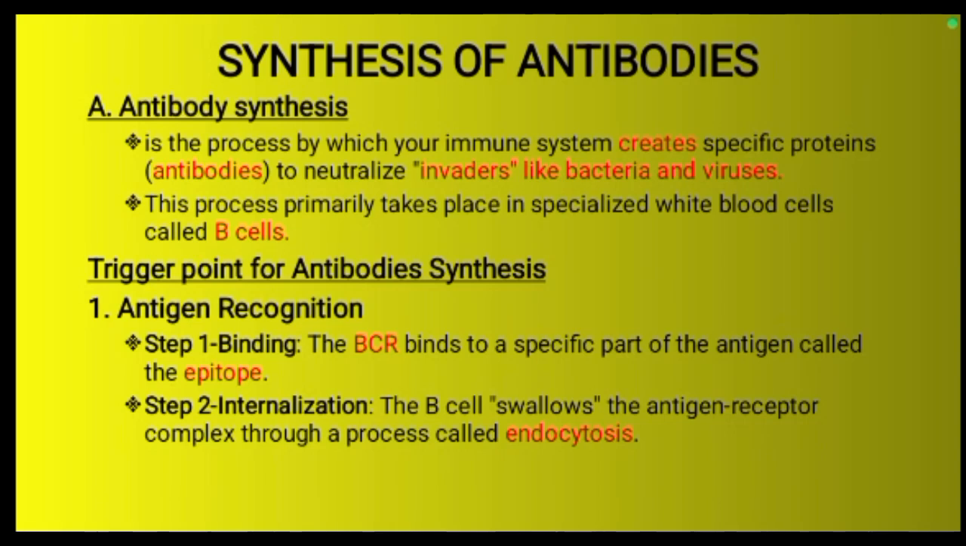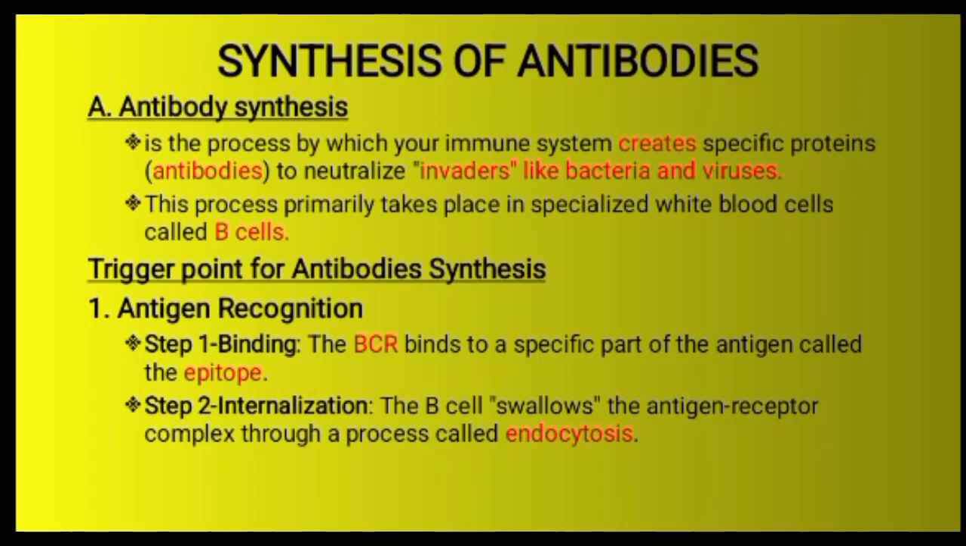Now, before an antibody is produced in the body, there are certain trigger mechanisms. The body has to notice a certain situation, then it will trigger the step-by-step mechanism for the production of these antibodies. So the first trigger point is that the B cell must bind to a part of an antigen called the epitope. So after antigen presentation, the B cell has to bind to the epitope.